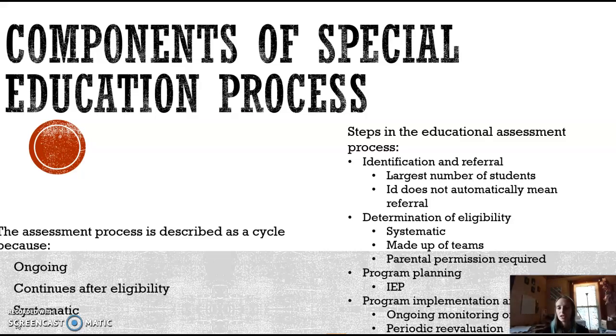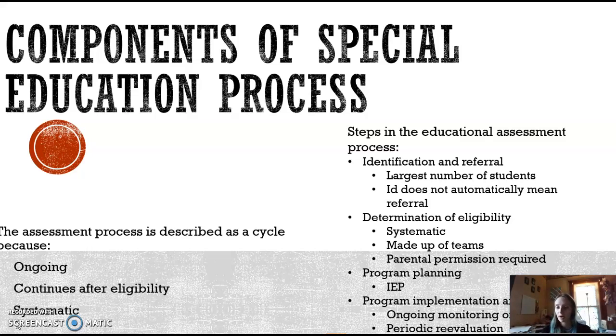So once they've been referred, you have to do a determination of eligibility. This is a systematic approach, and it's made up of teams. There's a team that includes the special education teacher, the general education teacher, the parents, and other additional services such as speech, occupational therapy, physical therapy, psychologists if necessary. Just everyone that's going to be working with that student is going to be on this team.